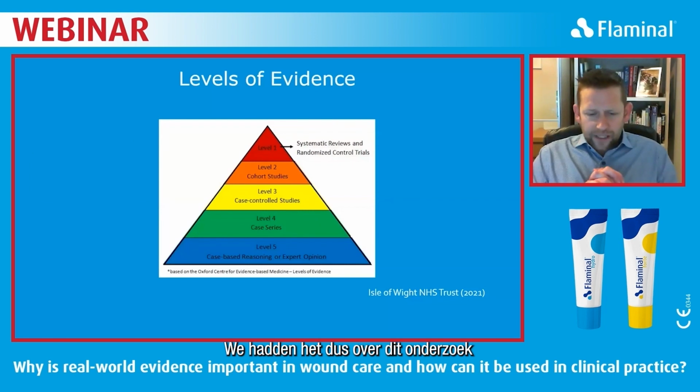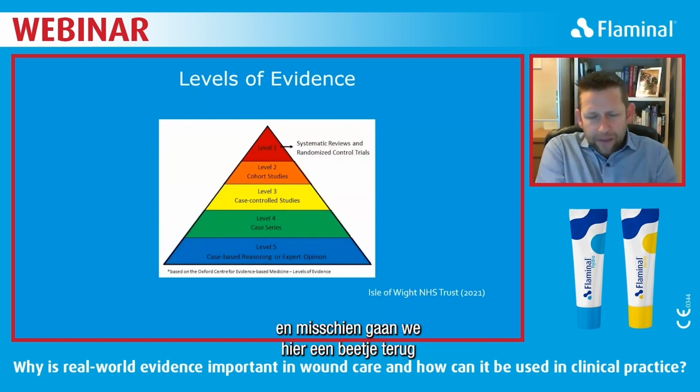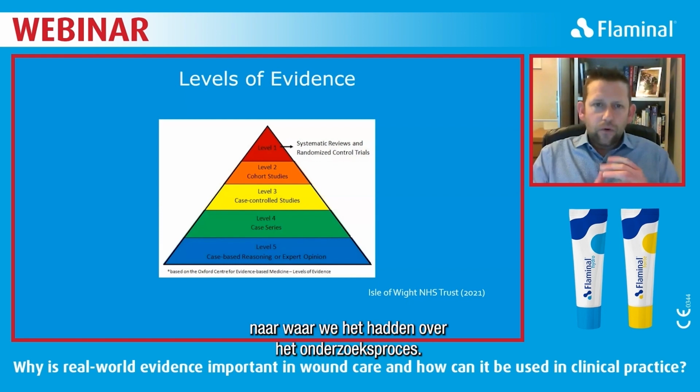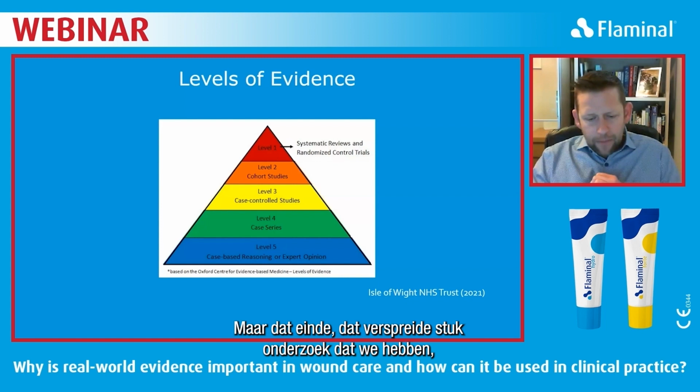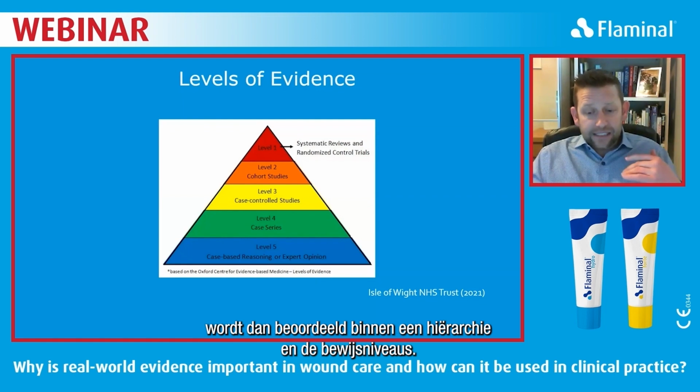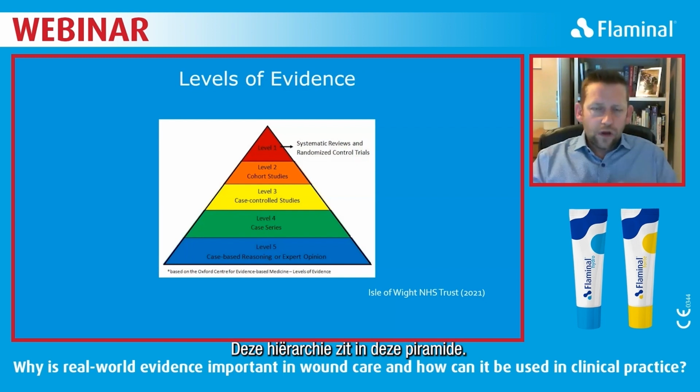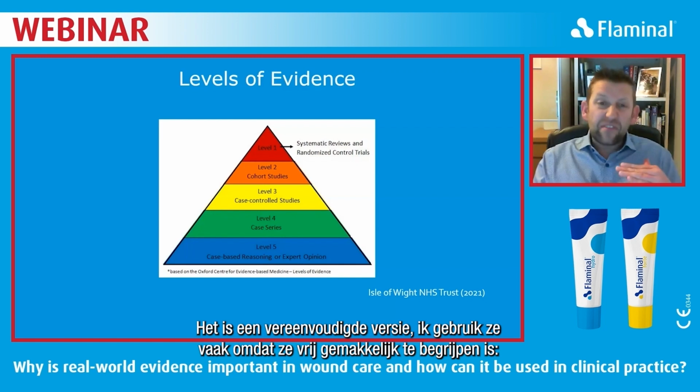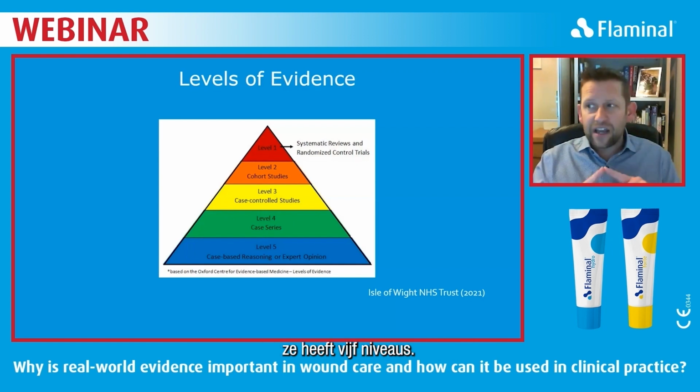So we've talked about this research, and we're kind of maybe flipping backwards a little bit here, where we talked about the research process, but that disseminated piece of research that we've got will then be graded within a hierarchy and the levels of evidence. So this hierarchy sits within this pyramid, and it's a simplified version, and I often use this because it's quite easy to understand that it has 5 levels.